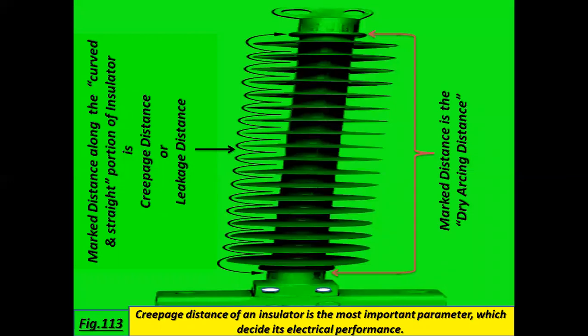See the diagram. The marked distance along the curved and straight portion of insulator is creepage distance or leakage distance. The other marked distance is the dry arcing distance. Creepage distance of an insulator is the most important parameter which decides its electrical performance. So, during designing of an insulator, you have to take some steps regarding creepage distance.